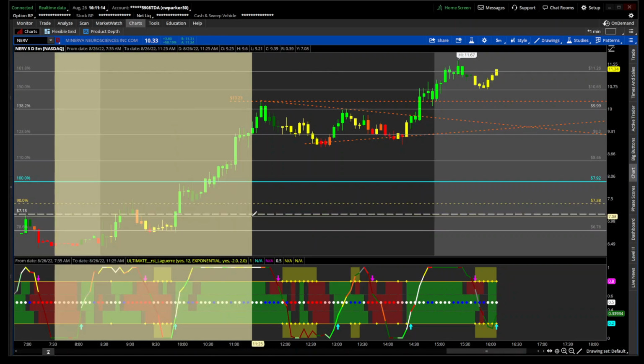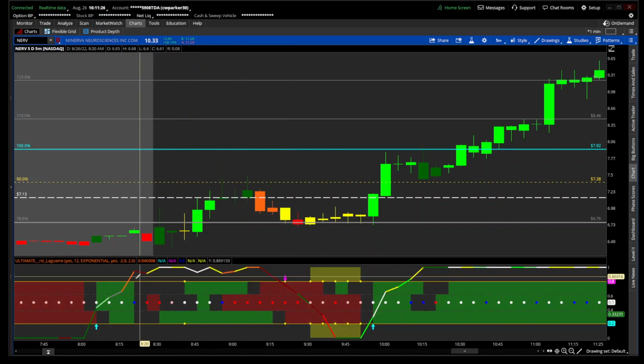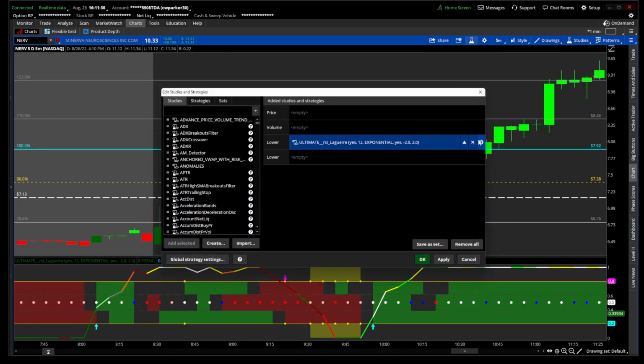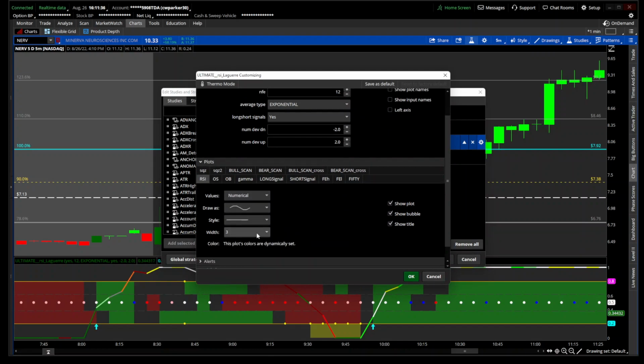First off, you can see right here when the Laguerre crosses above 20, you get a buy signal, and when it crosses below 80, you get a sell signal. I have the Laguerre RSI itself. It is reflecting the volume, my advanced volume indicator. So let me make it bigger so we can see it a little bit better.